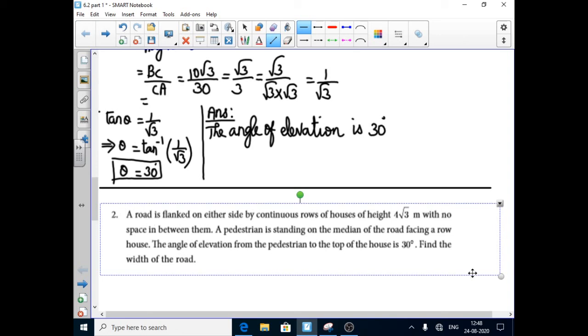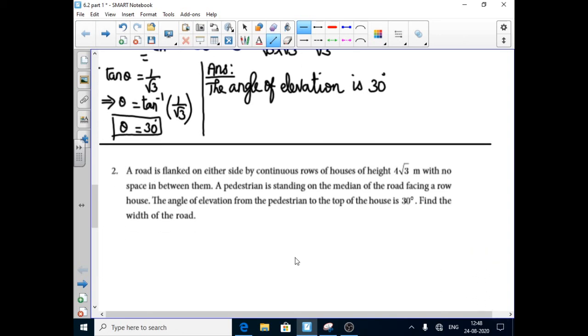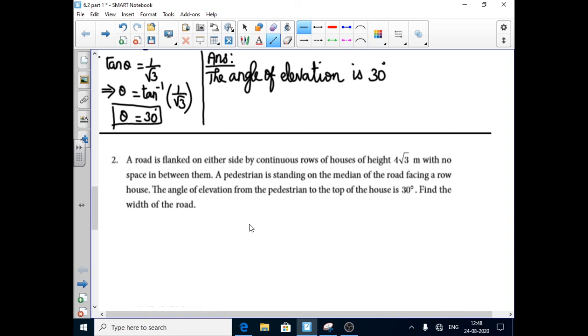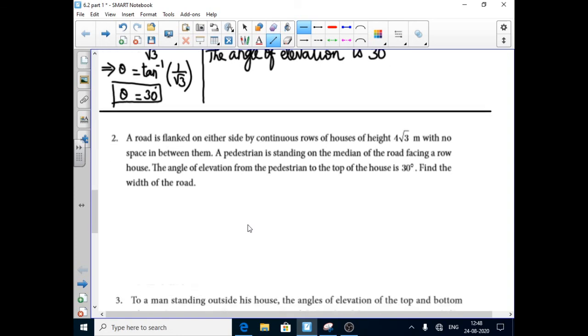in the second sum, a road is flanked on either side by continuous rows of houses of height 4 root 3 meter with no space in between them. A pedestrian is standing on the median of the road facing a row house. The angle of elevation from the pedestrian to the top of the house is 30 degree. Find the width of the road.